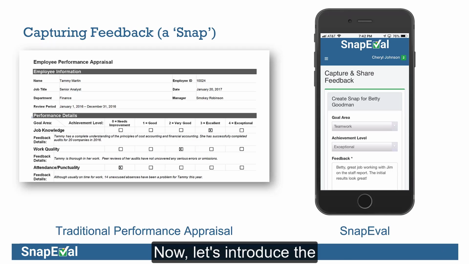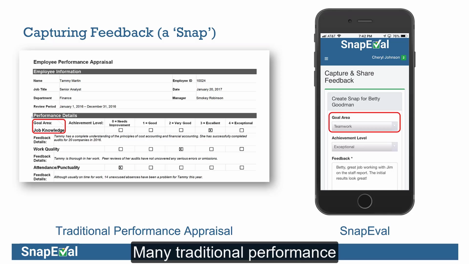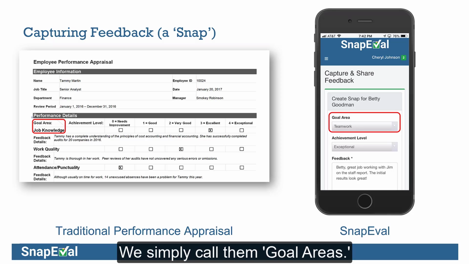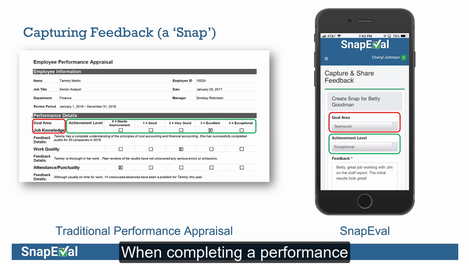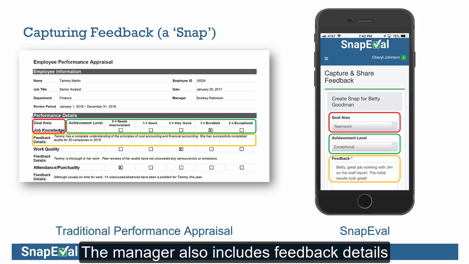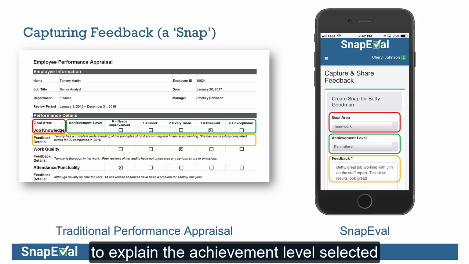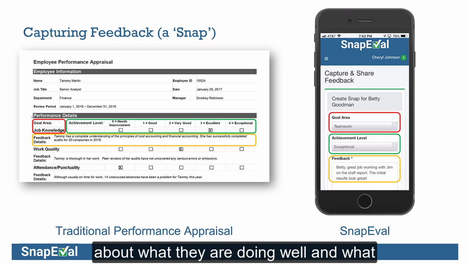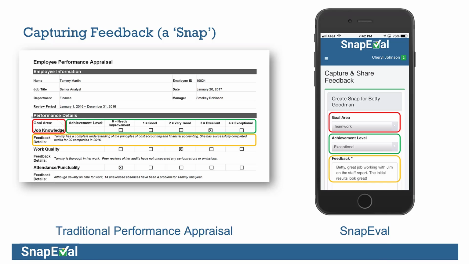Now, let's introduce the concept of feedback snapshots, or snaps as we call them. Many traditional performance appraisals are designed around organization goals, values, job competencies, and individual goals. We simply call them goal areas. When completing a performance appraisal, the manager selects an achievement level for each goal area. The manager also includes feedback details to explain the achievement level selected and provide the employee with information about what they are doing well and what they need to improve in their performance.